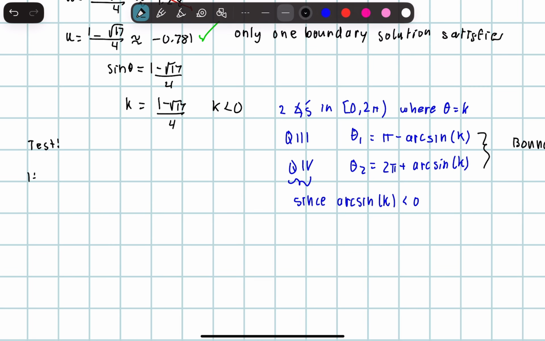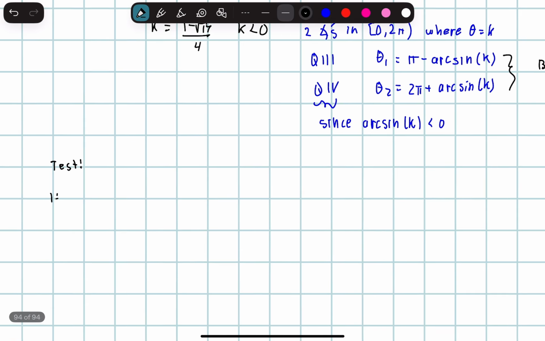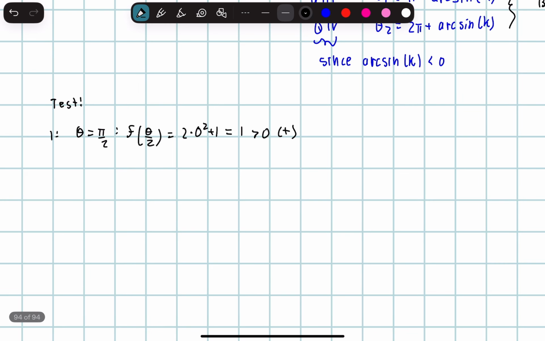So for the first interval, we can test the point theta is equal to pi over 2. So then we have f of pi over 2. That's going to be equal to 2 times 0 squared plus 1. That's going to be equal to 1, and that's greater than 0, so that's going to be positive. And then for the second interval, we can choose theta is equal to 3 pi over 2. So then we get f of 3 pi over 2 is equal to 2 times 0 squared plus negative 1. And that's going to be equal to negative 1, and that's going to be less than 0. So that's going to be negative.